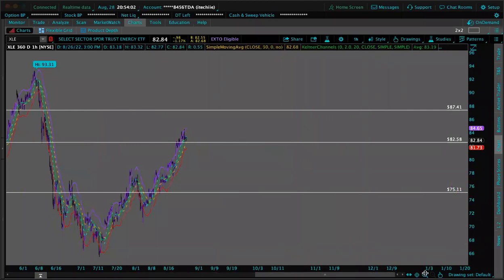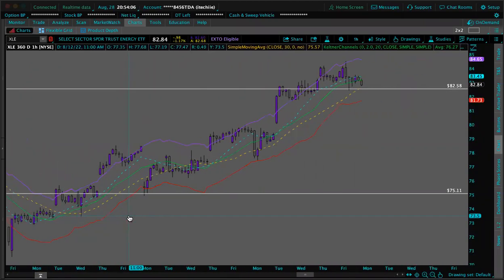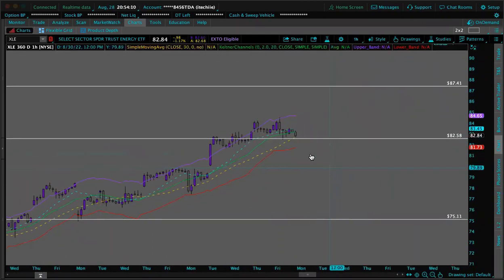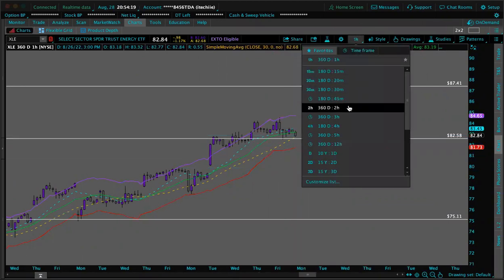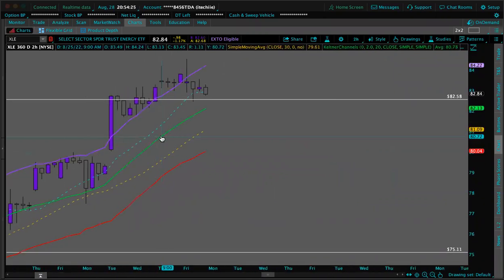Here's your hourly. Let's look at it closely. So this is your hourly. Once we lose 82.58, we're coming down to 81.73. Now from the hourly, you can go up to the next bigger time frame, which is your 2 hour. Now you look at your 2 hour, look where your lower count is at.